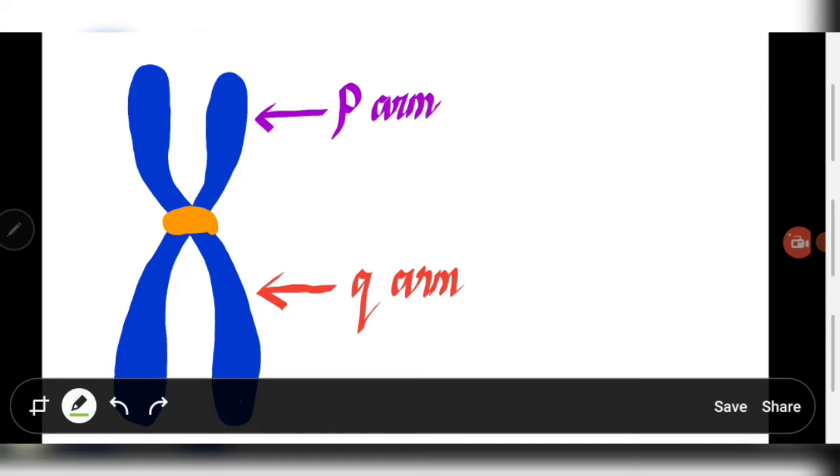Why are these arms known as P arm and Q arm? Due to their position? No. If you see the upper arm over here, it is slightly shorter than the lower arm, so that shorter arm is considered the P arm and the lower arm is considered the Q arm. And here in the middle there is a knot-like structure, which is nothing but the centromere. The centromere plays a very important role during the cell division process.